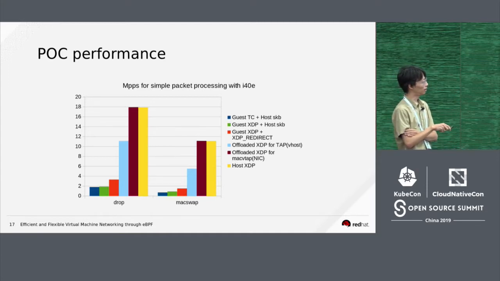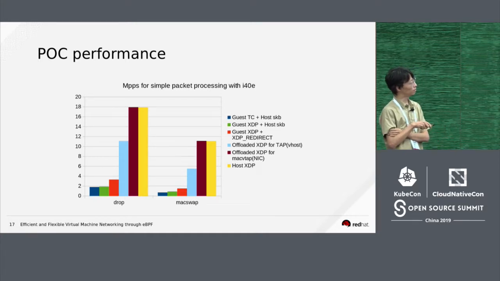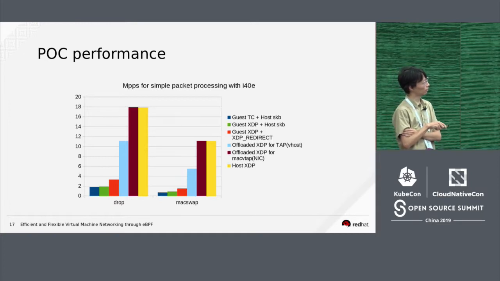We have tested different data paths. Let's focus on number 4. We load the XDP into tap, and we reach a maximum performance of 11 Mpps, and on the host we can reach around 6 Mpps, and if we are using pass-through mode, then we can reach the same level, the same performance as the native host.